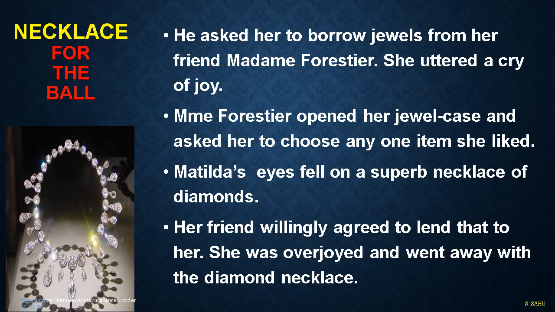It shows that Madame Forestier was a very good lady and she has a very trusting nature. So that's why she trusted her friend Matilda and she willingly agreed to lend her expensive necklace to her. So Matilda got overjoyed and went away with the diamond necklace. So till now we have seen both the problems. The problem of lack of a good dress and lack of good jewelry had been sorted out, and now our protagonist Matilda is perfectly ready to attend a royal ball. So see what happens next.